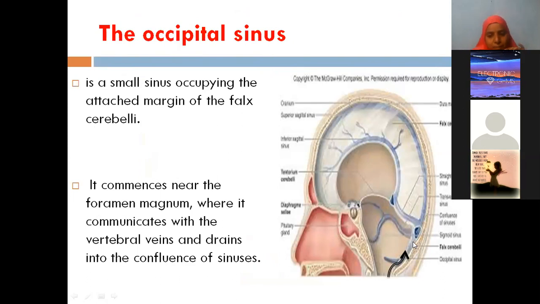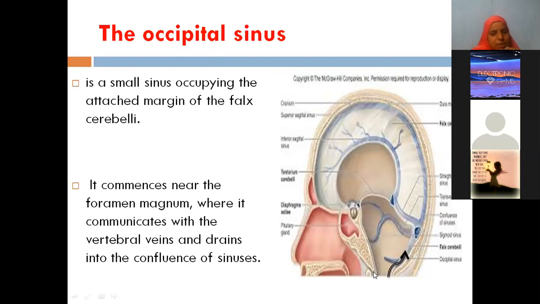What is the falx cerebelli? Like you have seen one partition between the two cerebral hemispheres, similarly there will be a small partition between the two cerebellar hemispheres, because below the tent we have cerebellar hemispheres. Whatever small partition we get between the cerebellar hemispheres is the falx cerebelli. Along that falx cerebelli, where the black arrow is shown, that is the occipital sinus. Okay.